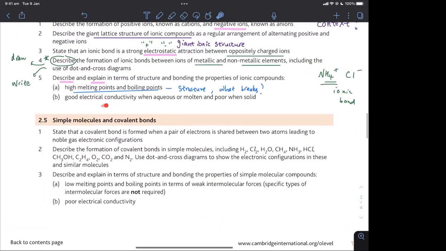Okay. The next thing is conductivity. When you are aqueous or molten, you have free ions. Free ions means ions are mobile. They are free to move. They can move freely. And then you cannot talk about free electrons. When you talk about these free electrons, it's entirely wrong.